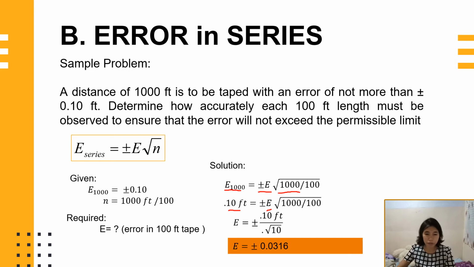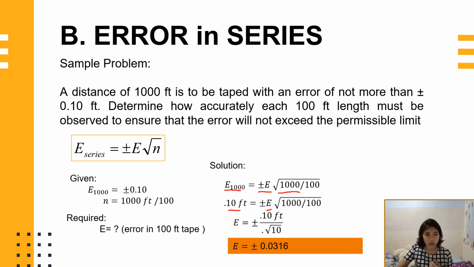Because if we change that value to 0.04, hindi na natin mamimeet yung 0.10 na error in the series of 1,000 feet. So, if you try to check, you substitute that value 0.04, yung magiging answer ng error in the series is not anymore 0.10. So, yung survey, hindi na magiging acceptable. So, you have to redo the survey. Okay? So, this is the error in the series.